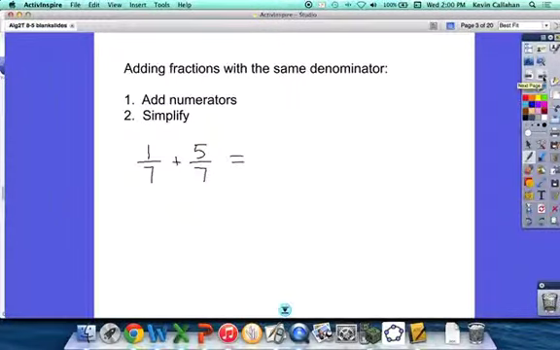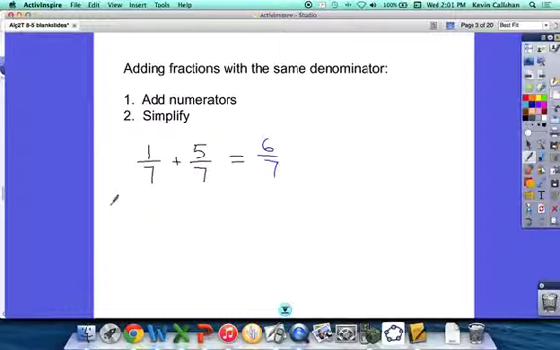So before we add rational expressions, we're going to remind ourselves about how we add fractions. If they have the same denominator, how do we add fractions? What's the mechanics? You just add the numerators, right? The denominators stay the same. 1 plus 5, 6 over 7. Right? You don't change the 7. I always think of it like 1 apple plus 5 apples equals 6 apples. It doesn't change the thing that you're adding up a number of, right?